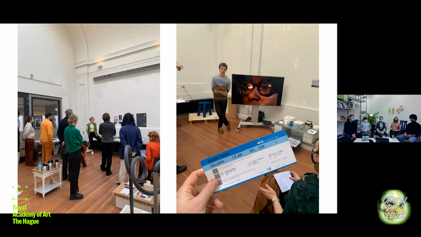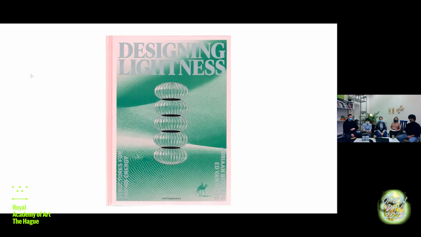And each of these projects had a different focus. For example, we had a design research project. We had a theoretical framework that focused on critical thinking and reflection. And we had a main project with Ed Van Hint and other projects. The project that I'm going to talk about is the Designing Lightness project with Ed.